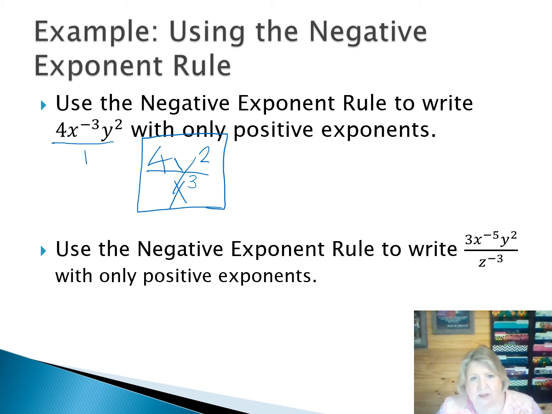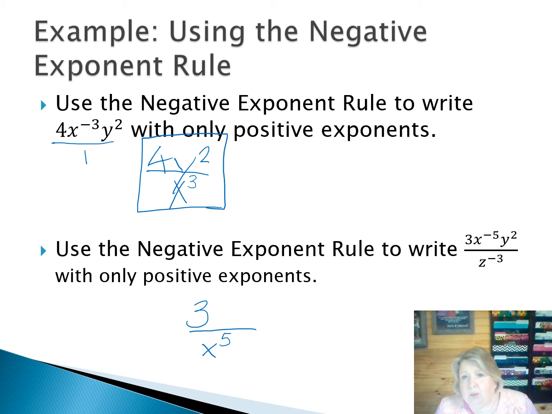Okay, let's try the next one. Use the negative exponent rule to write that ugly thing with only positive exponents. Again, I've got a fraction. 3 is in the numerator. There's no negative exponent on him, so I'm leaving him alone. I come across x to the negative 5th next. Well, that negative 5 exponent I want to get rid of. So I'm going to drop x down to the denominator and change negative 5 to positive 5.